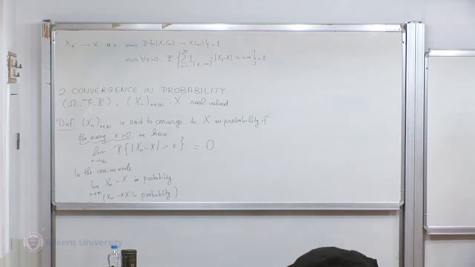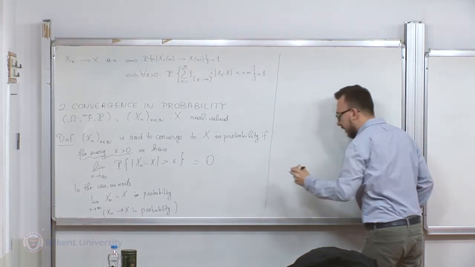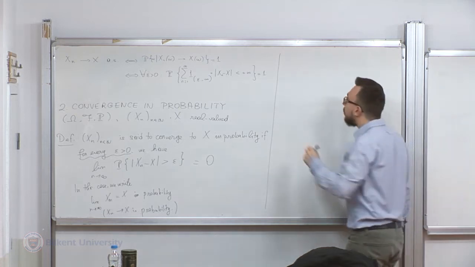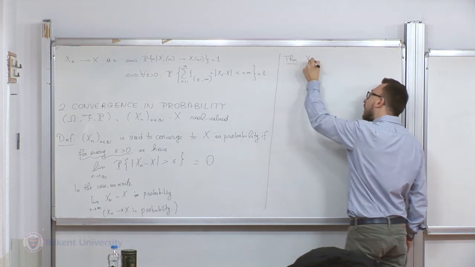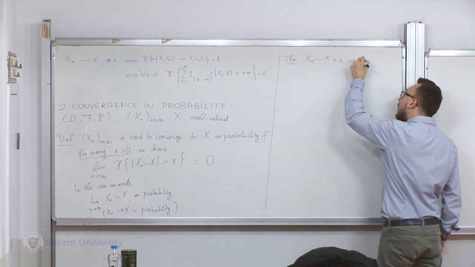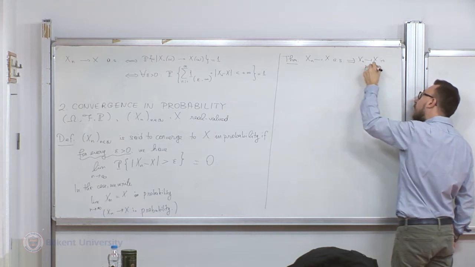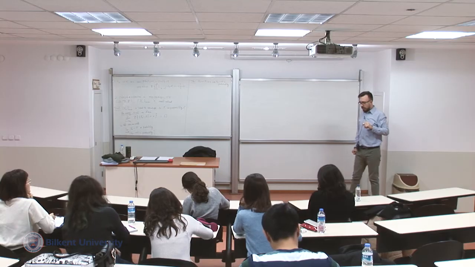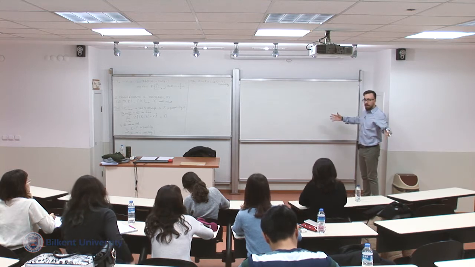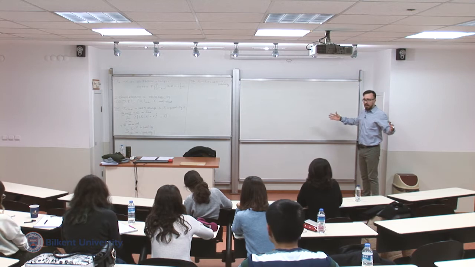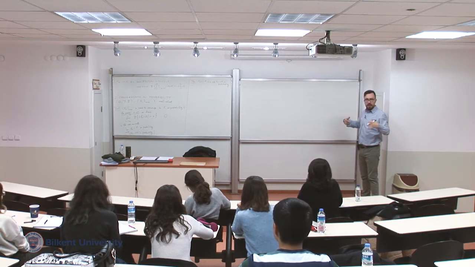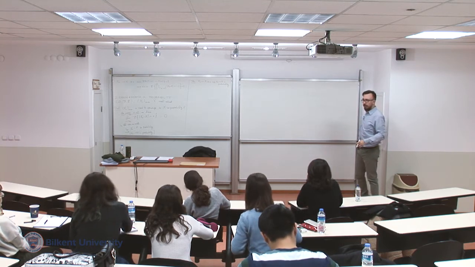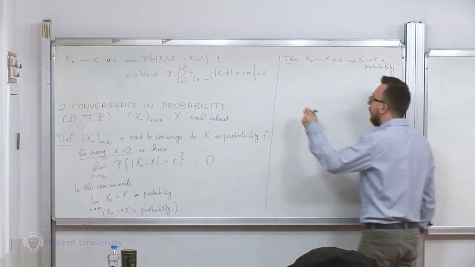So we should first understand why we have this notion as something that is weaker than almost sure convergence. So our first result is that if Xn goes to X almost surely, then Xn goes to X in probability. So if you have almost sure convergence, then you have convergence in probability. So that's a larger set, right? The sequences that are convergent in probability form a larger set. It's a weaker condition, okay? So let's prove it.